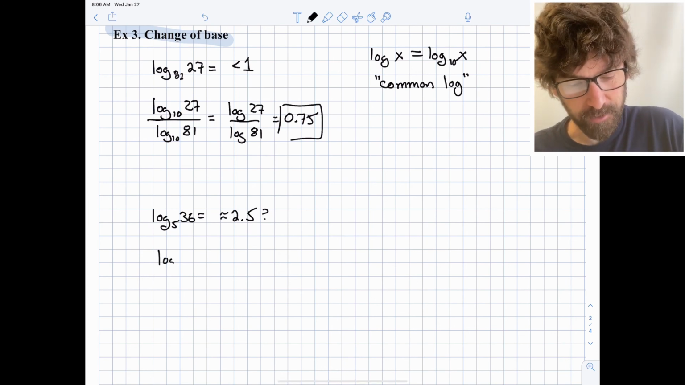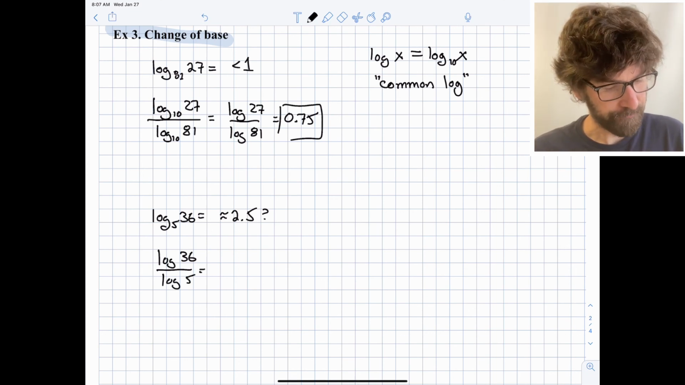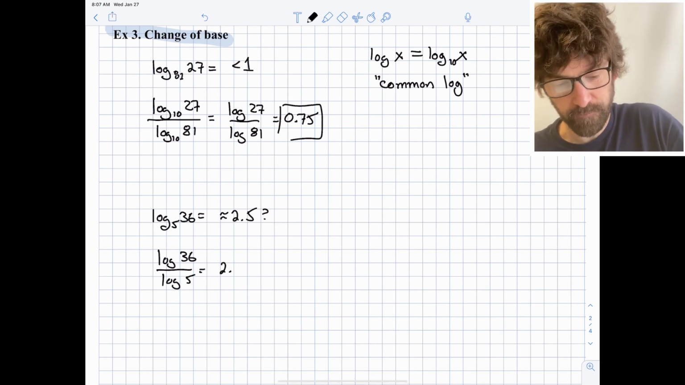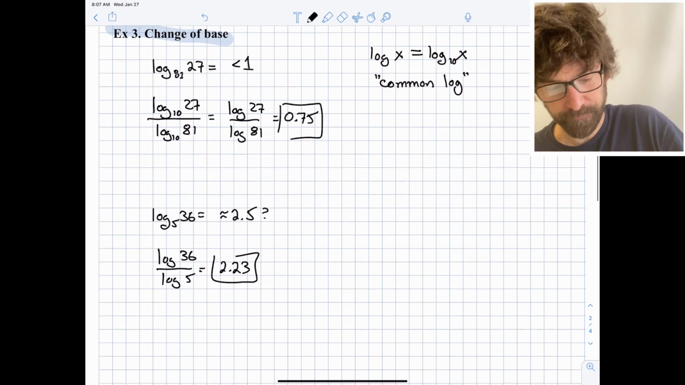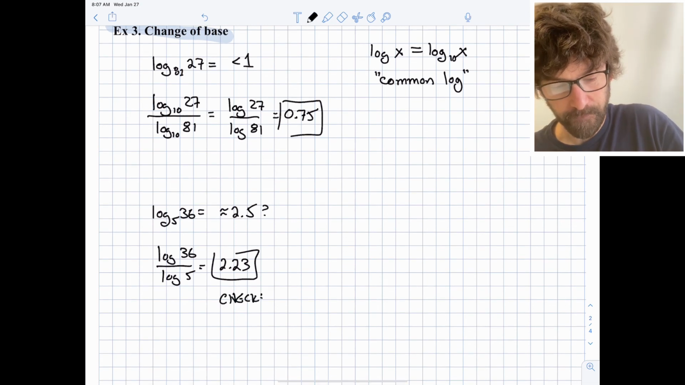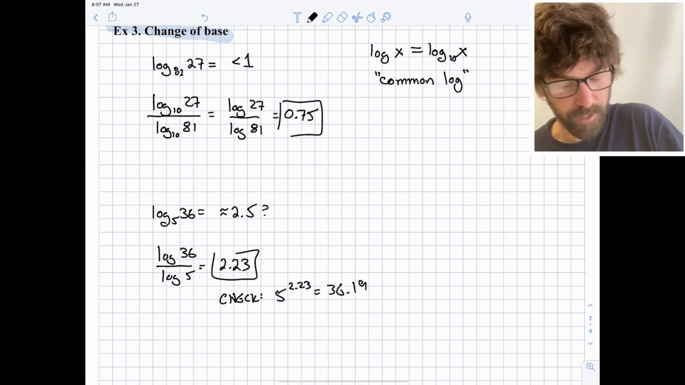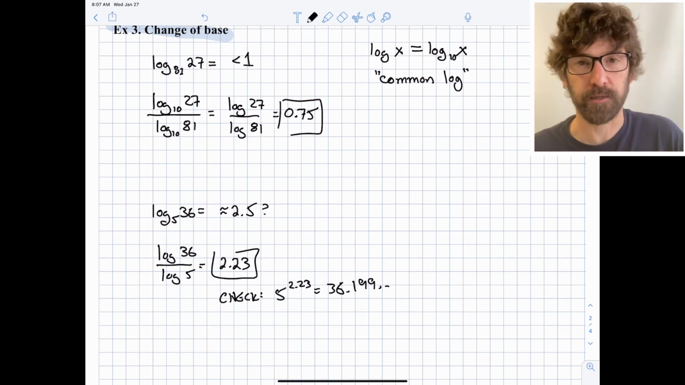But we can do log base 10 of 36 divided by log base 10 of 5. Go to our calculator to do that. And I get 2.23 when I round to 2 decimal places. And once again, we can do 5 raised to the 2.23 as a check. And we should get about 36. I get 36.199, and that works for me because there was a little rounding involved.